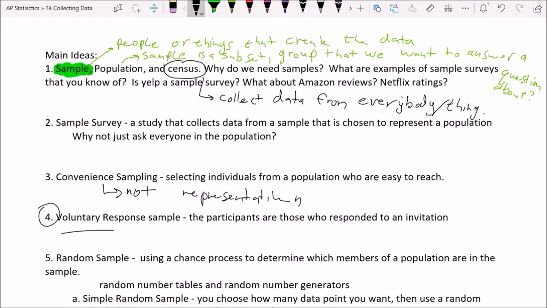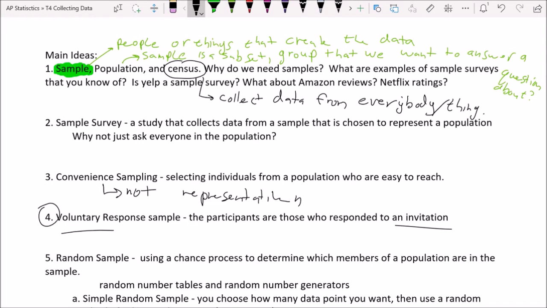Okay, and they have some invitations. Maybe the invitation was you went to the website. These can be super misleading. For example, let's say that you went to the People for Ethical Treatment of Animals website, and then you took a survey on if you think animal testing in medicine is acceptable or not for lab rats, there's likely to be a biased result.